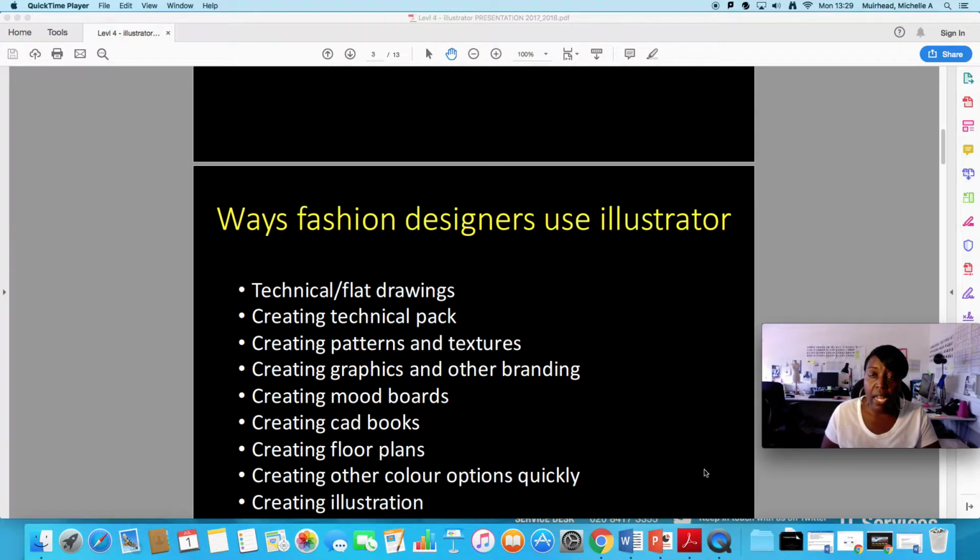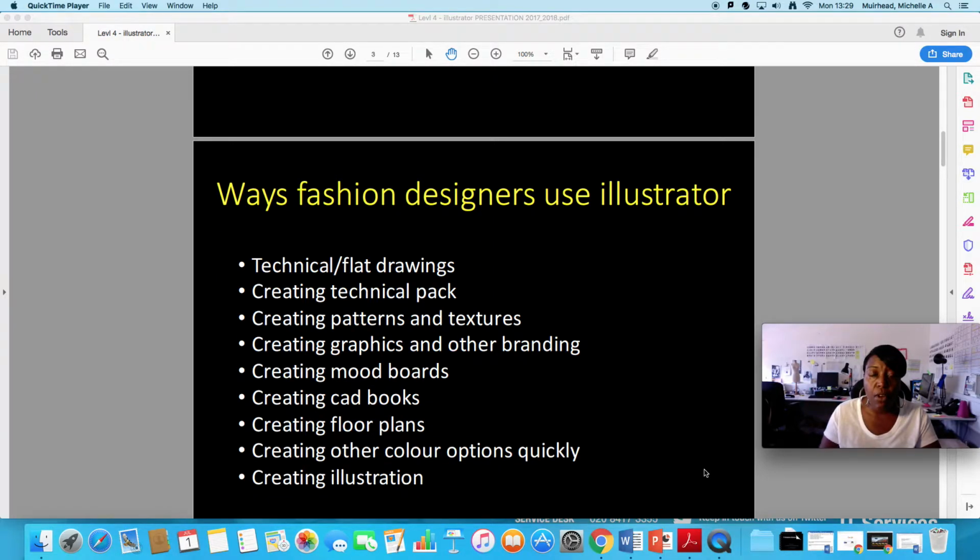Previous to any sort of computer-aided design program, a lot of the drawings that you'd have to do would have to be by hand. So traditionally, a lot of the flat drawings, now the flat drawings that I'm talking about are black and white drawings, and they are black and white sketches of your designs, and they would normally be a front and a back. Commonly, these are some of the things that fashion designers would use the program for.